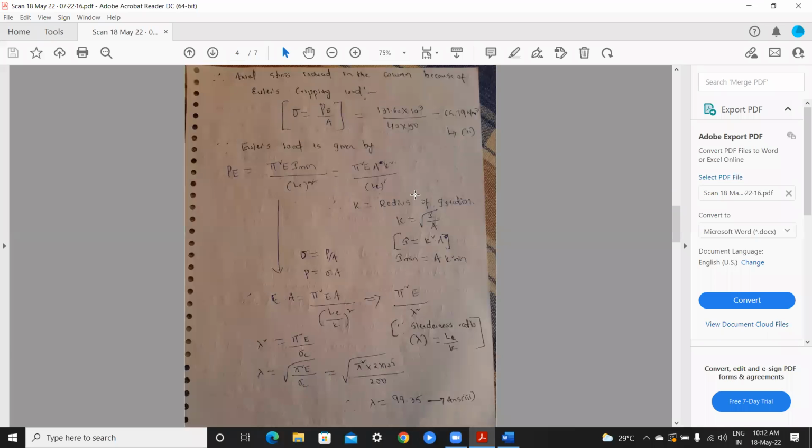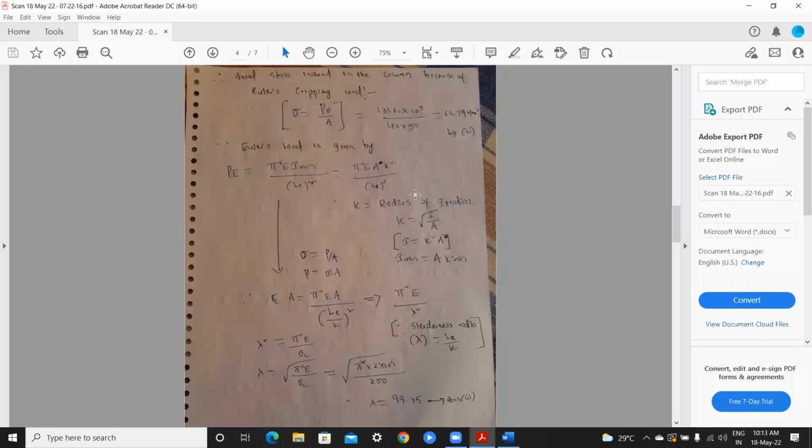Next, axial stress induced in the column because of Euler's crippling load. What is the condition here? If a column is failing up to 75 kilonewton, then we have to design for the proportionality limit up to 75 kilonewton. We have to not only design, but apply a factor of safety, some extra, so up to 100 kilonewton or 110 kilonewton we can design it.